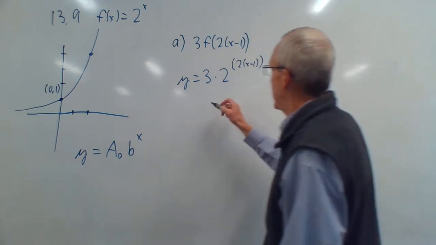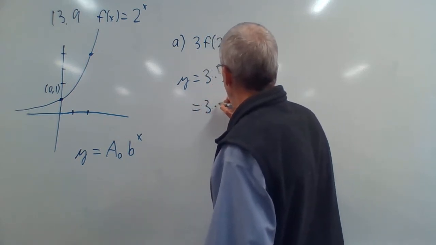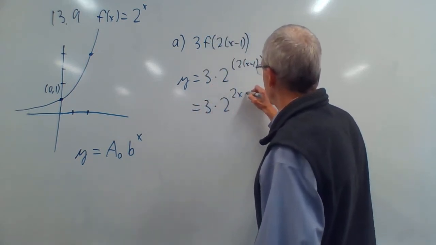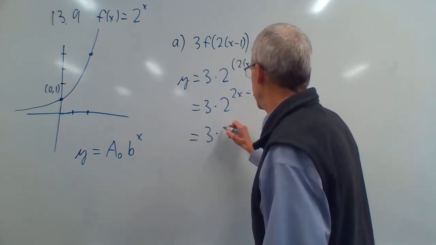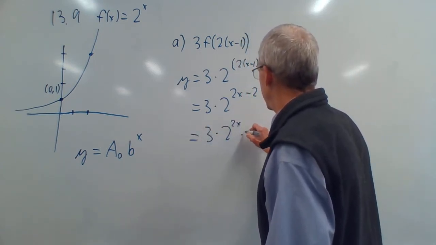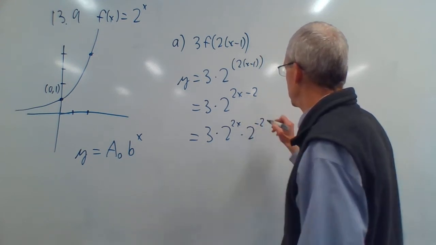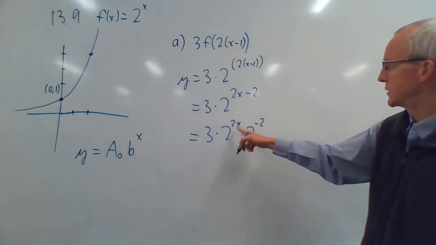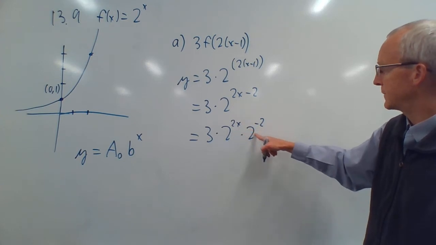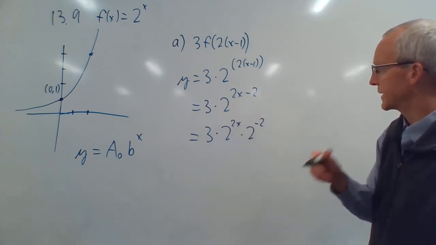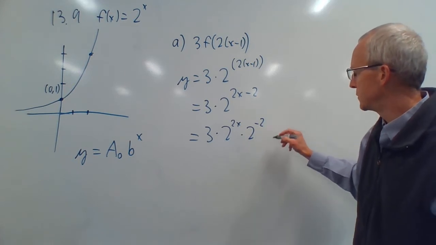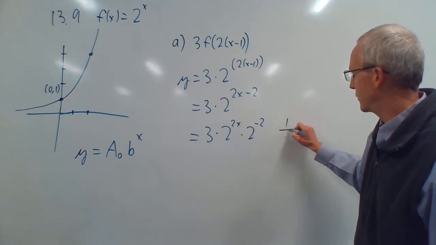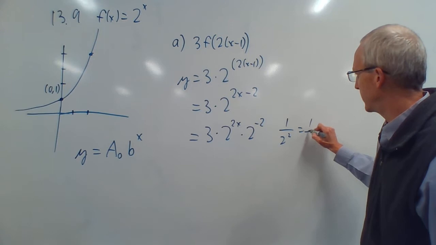So let's just multiply that out. That's 3 times 2 to the 2x minus 2, which is 3 times 2 to the 2x times 2 to the negative 2, right? Because same base, 2x times 2 to the negative 2 is 2x minus 2. Yep, that's right. 2 to the negative 2 is 1/4. That's 1 over 2 squared, which is 1/4.